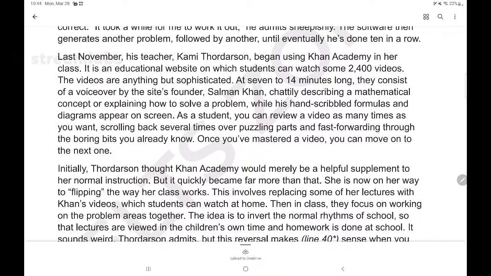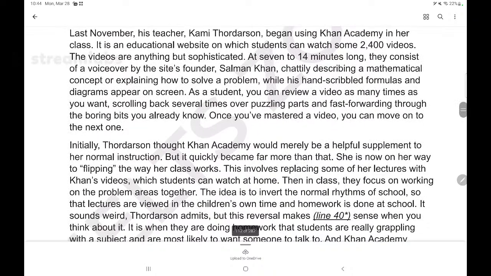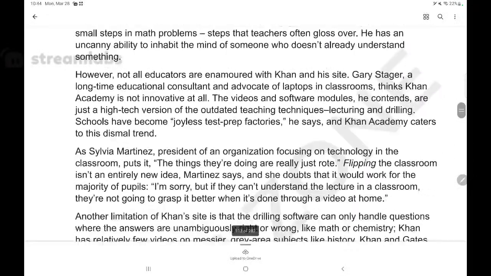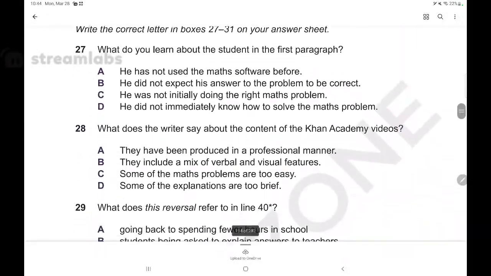As a student, you can review a video as many times as you want, scrolling back several times over puzzling parts and fast forwarding through the boring bits. You already know one method of learning one subject, where students also can watch the videos and go to the next one.